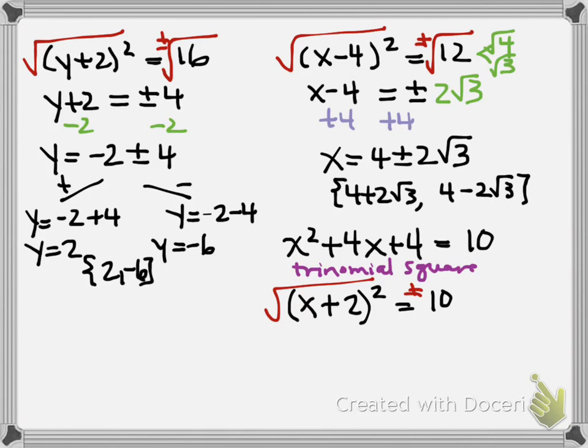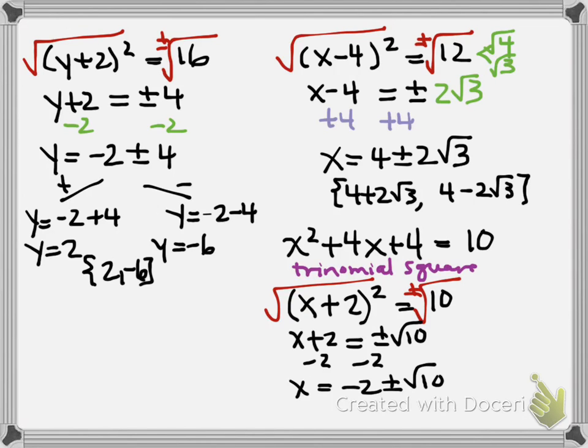Square root, I get the square root of a quantity squared, so the quantity equals plus or minus the square root of 10. I'm going to subtract 2 from both sides. And I get x equals -2 plus or minus the square root of 10. And so again, my solution set would be -2 plus or minus radical 10. All of that was what showed up on that 583.